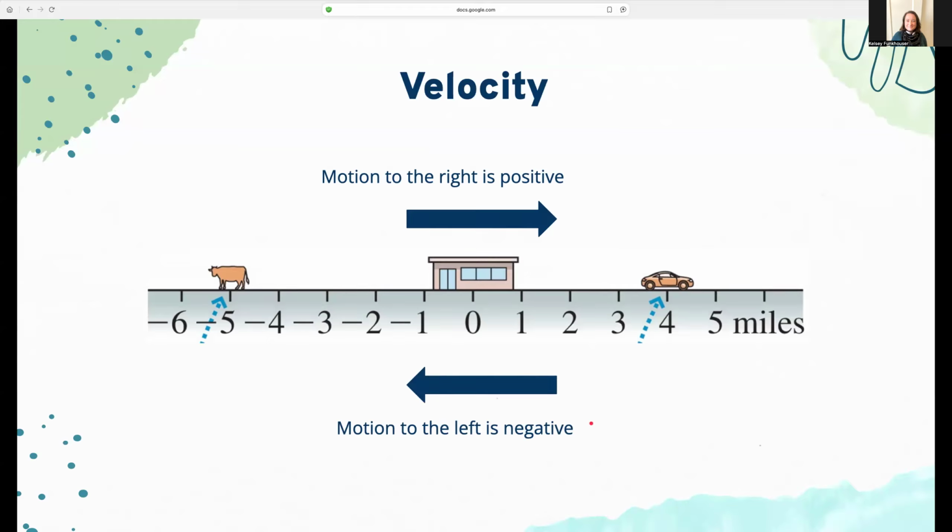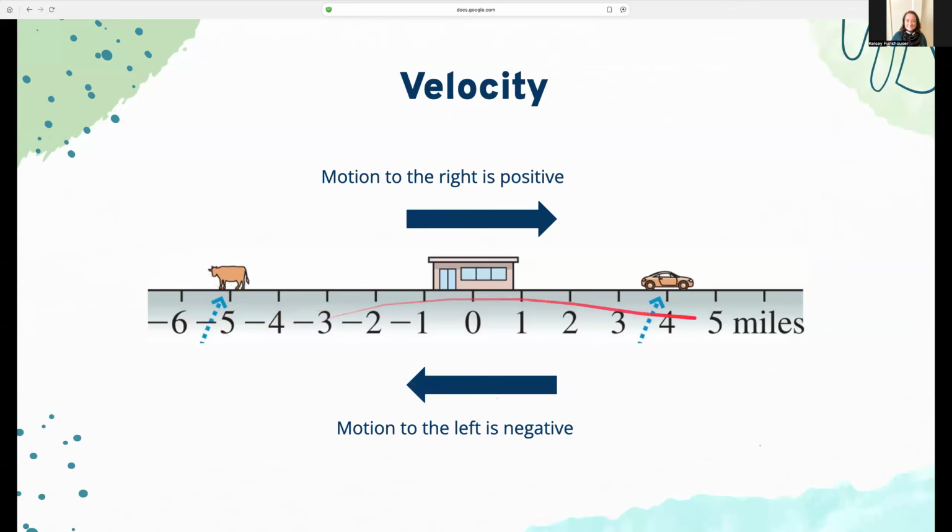And as I said, it matters which side of the origin an object is on. Again, the post office is our origin. We already talked about the cow and your car on either side. But it also is important to know the direction with respect to velocity too. So motion to the right, not just when our object is on the right of the origin, but when motion points in that direction, the velocity is positive. And when motion points to the left, the velocity is negative.